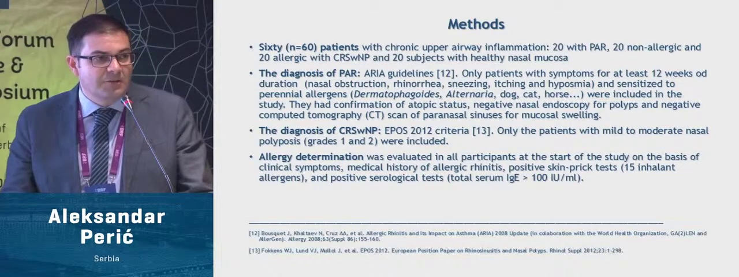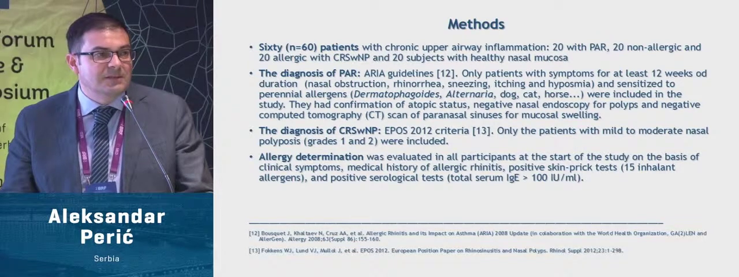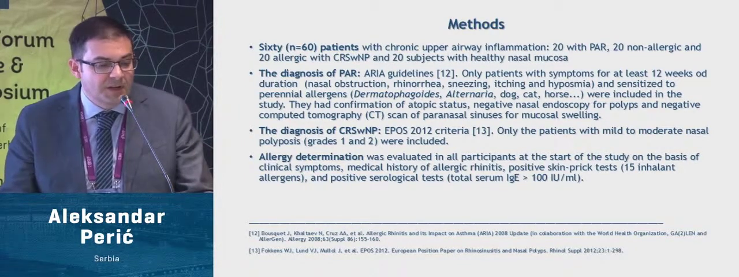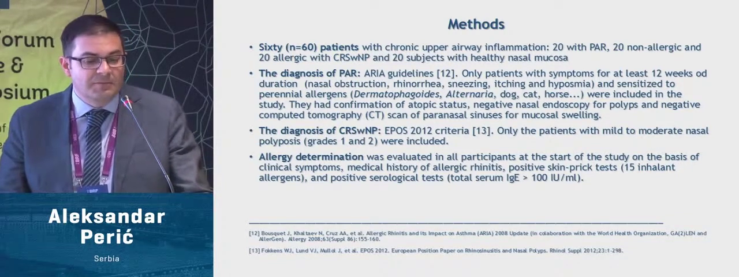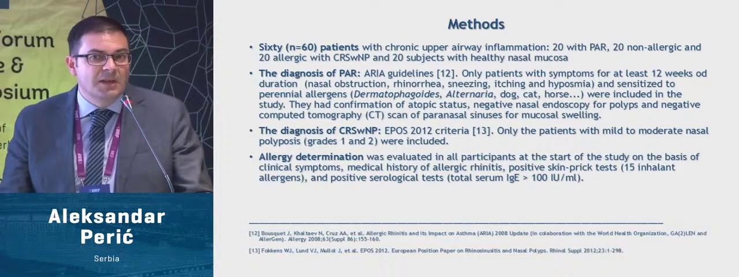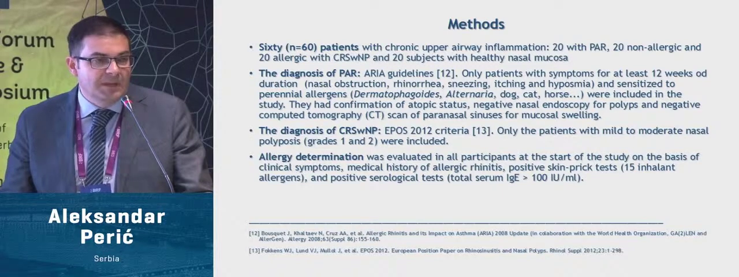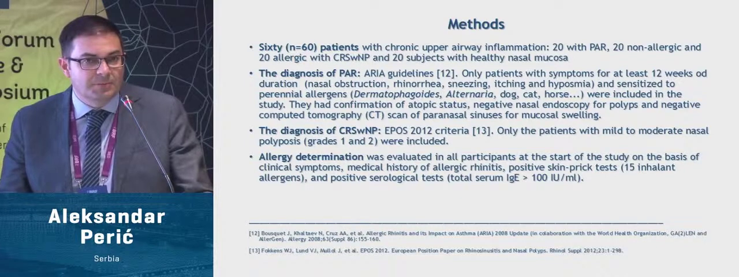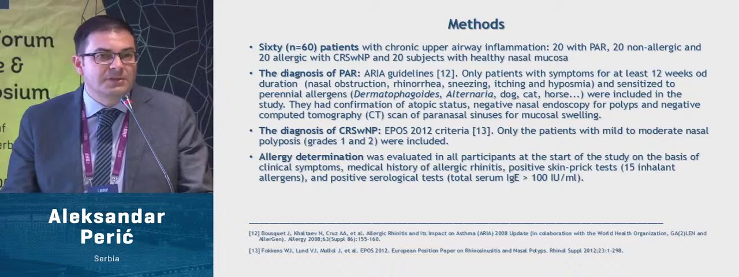The patients had confirmation of atopic status, negative nasal endoscopy for nasal polyps, and negative CT scan of paranasal sinuses for mucosal swelling. The diagnosis of chronic rhinosinusitis with nasal polyps was done according to EPOS 2012 criteria, and only patients with mild to moderate nasal polyposis with a nasal polyp size of 1 and 2 were included. The allergy determination was evaluated in all participants at the start of the study on the basis of clinical symptoms, medical history of allergic rhinitis, positive skin prick tests, and positive serological tests.